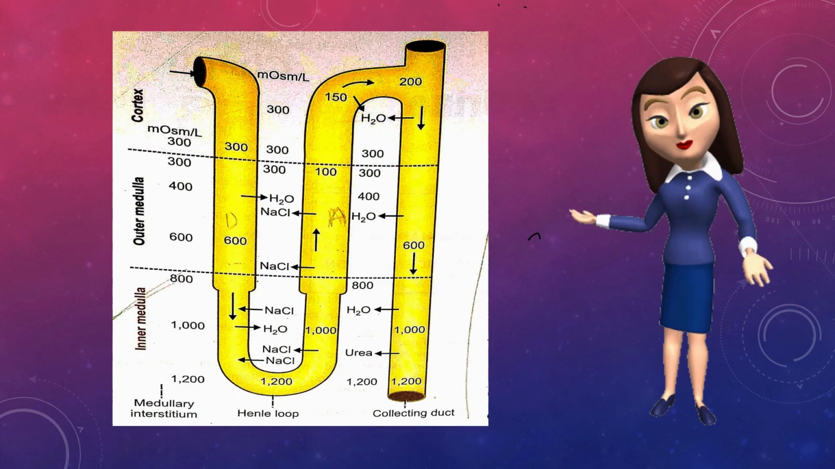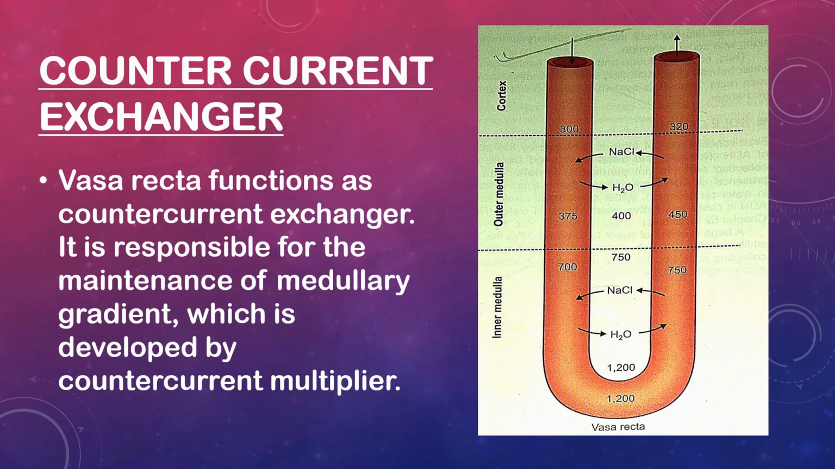Next, we have the countercurrent exchanger, where vasa recta plays the major role. I already said what is vasa recta. It is present in the juxtaglomerular nephrons and obviously absent in the cortical nephron. So we are discussing the juxtaglomerular nephron, or I guess the juxtamedullary nephron. Sorry.